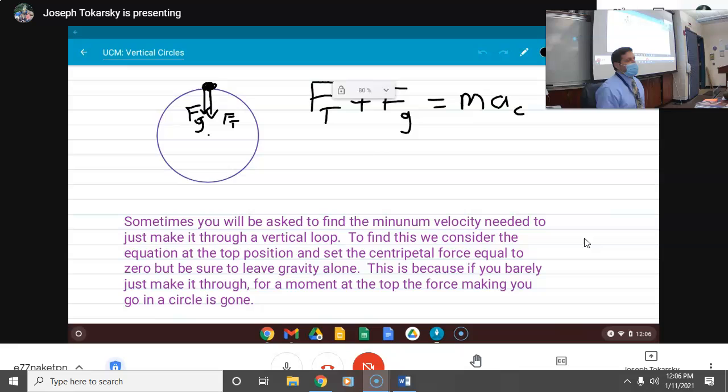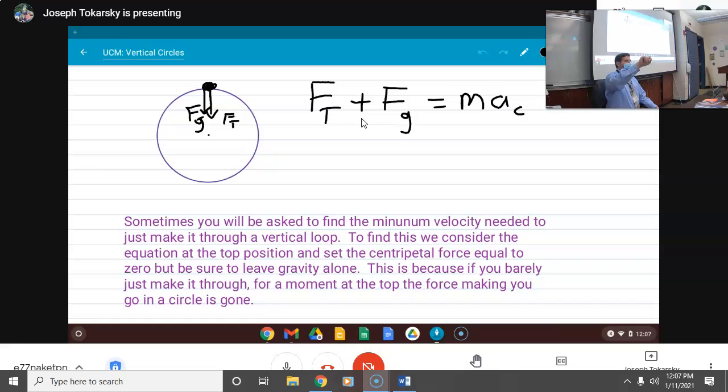To find this, we need to set up this equation at the top. And we need to actually then consider the specific centripetal force. The moment it just makes it is when the tension would just completely hit zero for a moment. So if I want to find the exact velocity, or that exact speed, to just make it through.